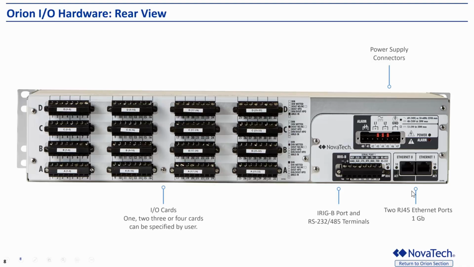Next is the Ethernet port. To the right of that, you'll see 2 copper Ethernet ports. This is our standard on the Orion I/O, 2 copper gig Ethernet ports. We will discuss other Ethernet port options.